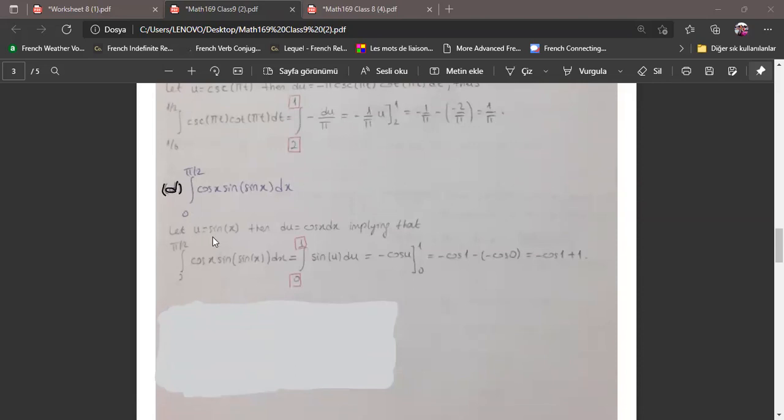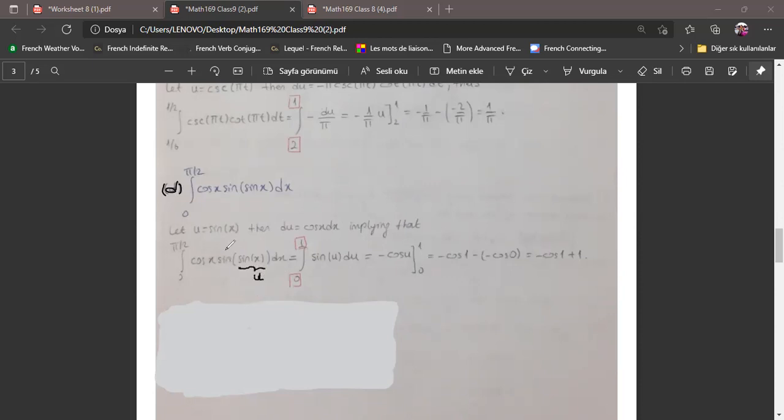Now we have u equals sin x. So du is then equal to cos x dx. Differentiation gives us this: du is equal to cos x dx. Now what do we have? We have this integral before, given here. So sin x is equal to u.